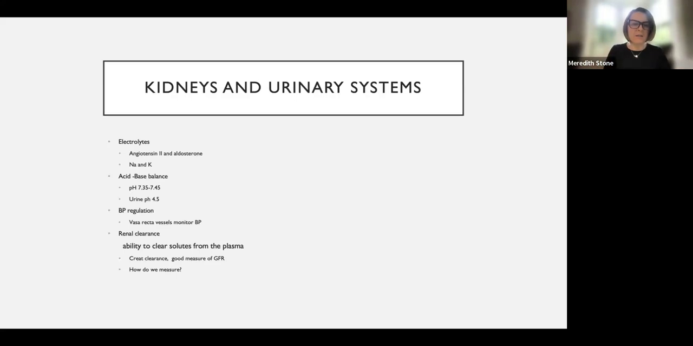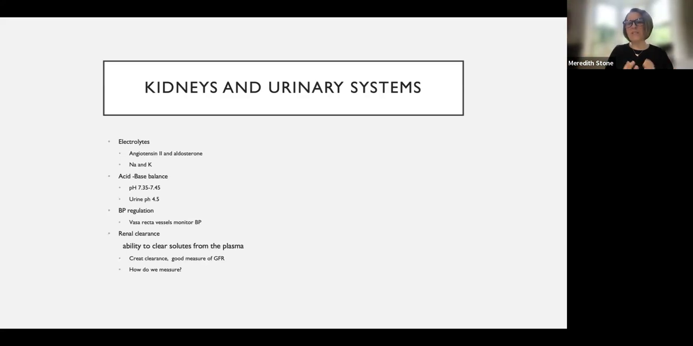Backing up to acid-base balance, we know as well that the urine has a certain pH, right? And the kidneys also function to help maintain that pH balance. Now, renal clearance: the kidneys are going to help clear out the solutes and the waste products. So how do we measure that?